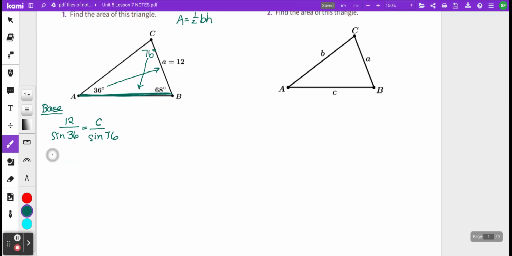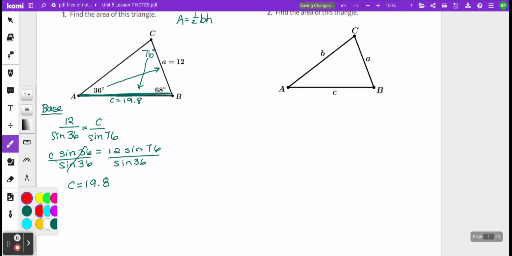And cross multiply, so we're going to get C sine 36 equals 12 sine 76. And then I want to get C by itself, so I'm going to just divide both sides by sine 36. On your calculator, you're going to do the top, equal it, and then divide it by the bottom, and you should get 19.8. So right down here is 19.8. Now the next thing we're going to do is find the height.